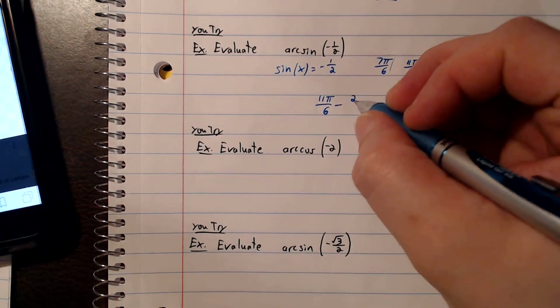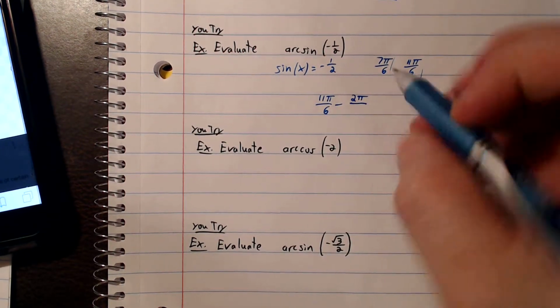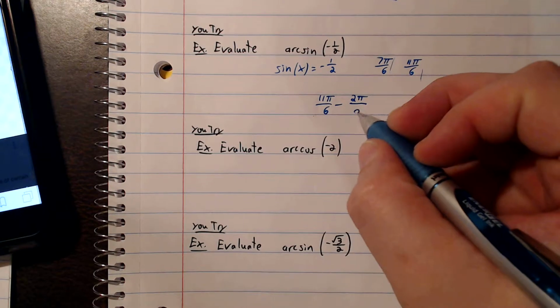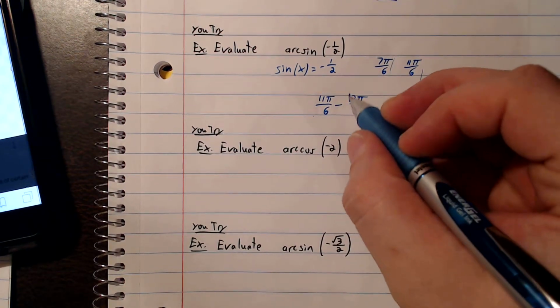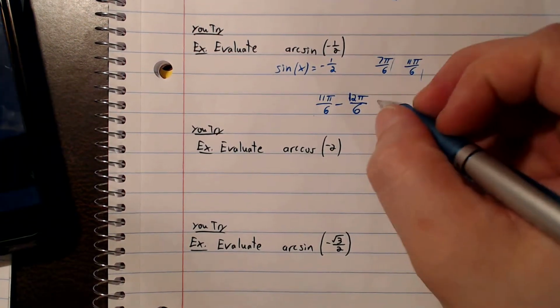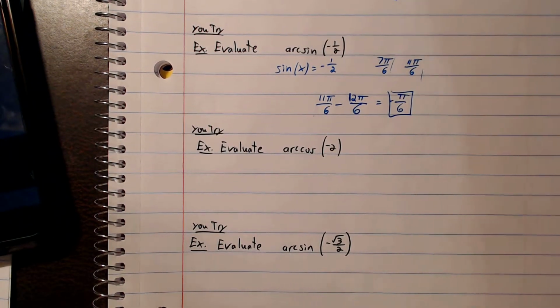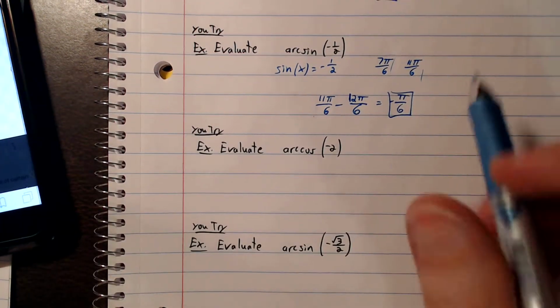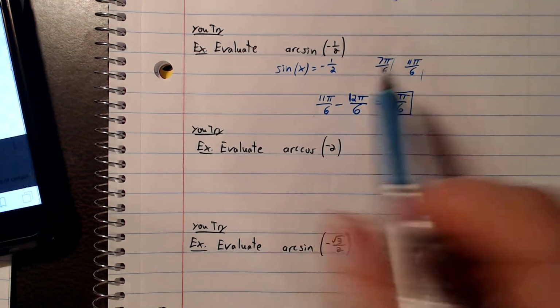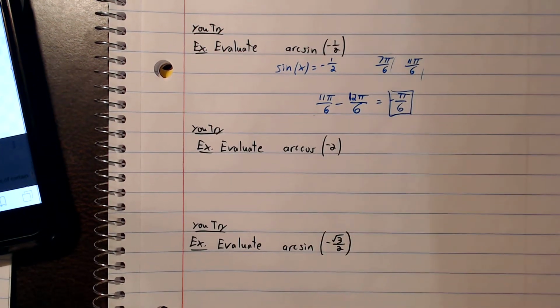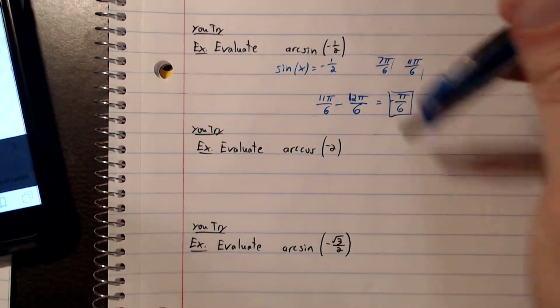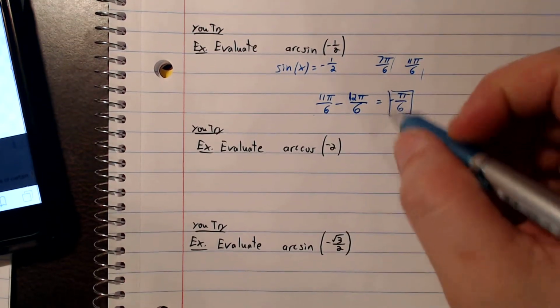2 pi is what I'm subtracting, but I want it over 6, so I have to multiply this by 6. So that's 12 pi over 6. When I do my subtraction, we get negative pi over 6. Okay, and if you tried doing this one, you'd find that it's too much. It would have been negative 5 over 6, which is past halfway. So there's our answer for that.